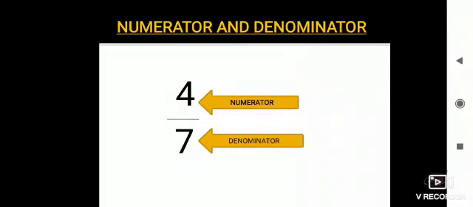So 4 by 7, this is the way in which we write a fraction. 7 will be the total number of parts, and if 4 parts are shaded out of 7, then 4 will be written above the line. The number which is written above the line is known as the numerator and the number which is written below the line is known as the denominator.